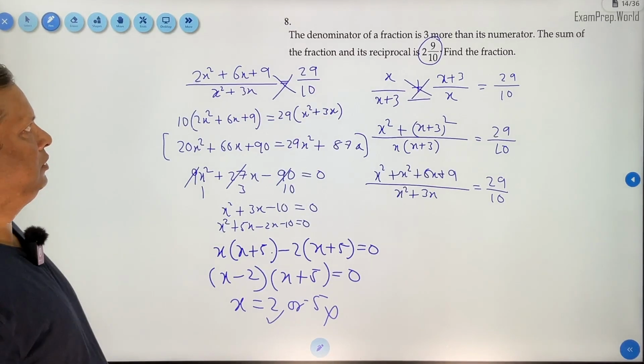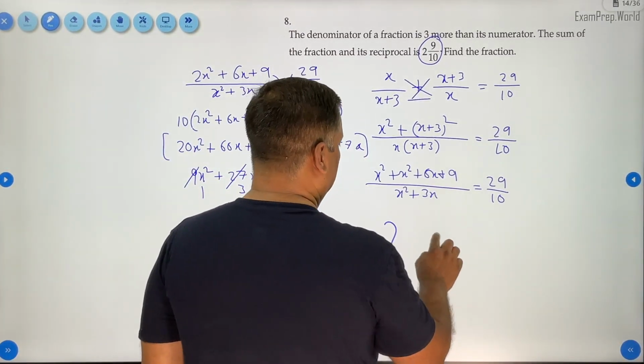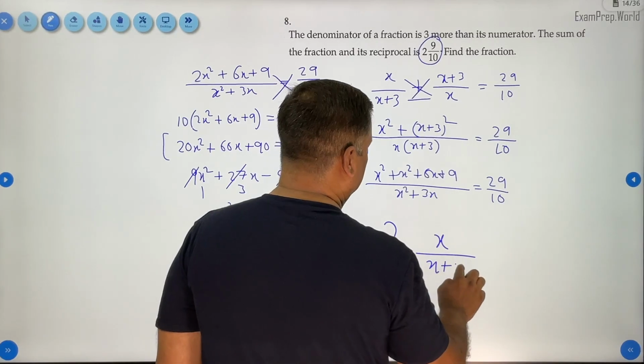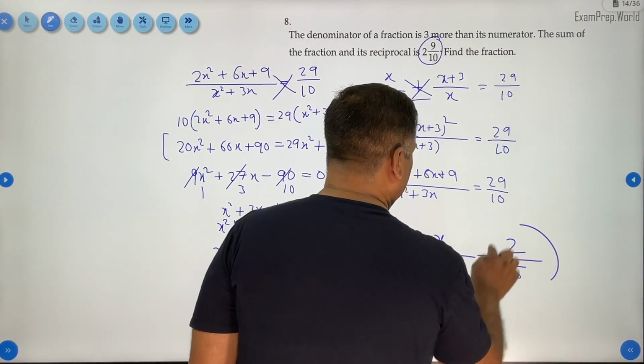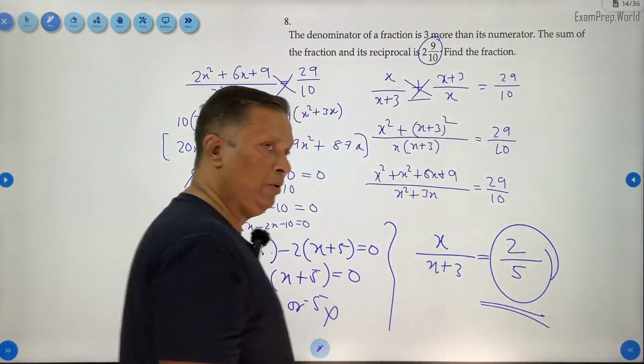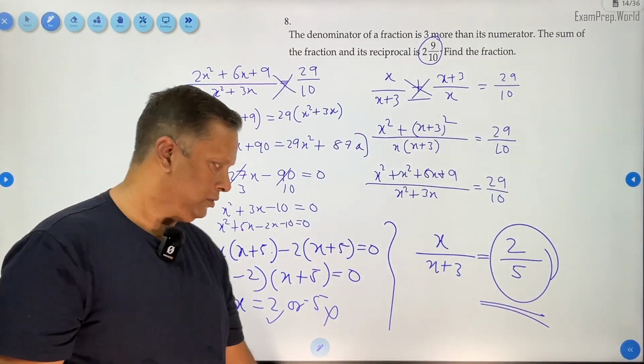So our fraction was x by x plus 3. So the number is 2 by 2 plus 3, which is 5. So our fraction is 2 upon 5. Okay, done. So can we try see?